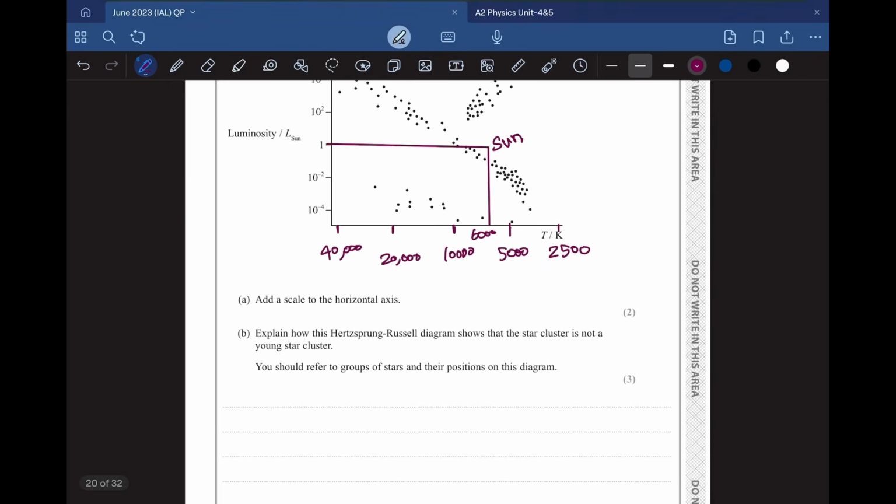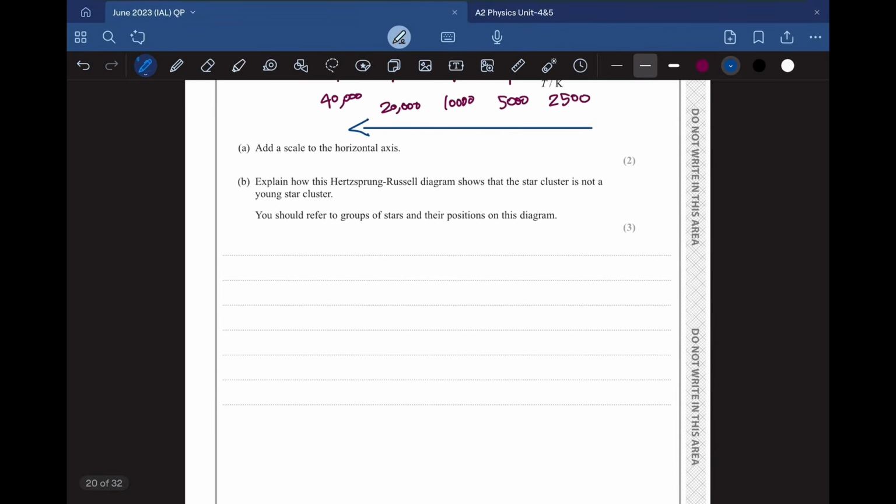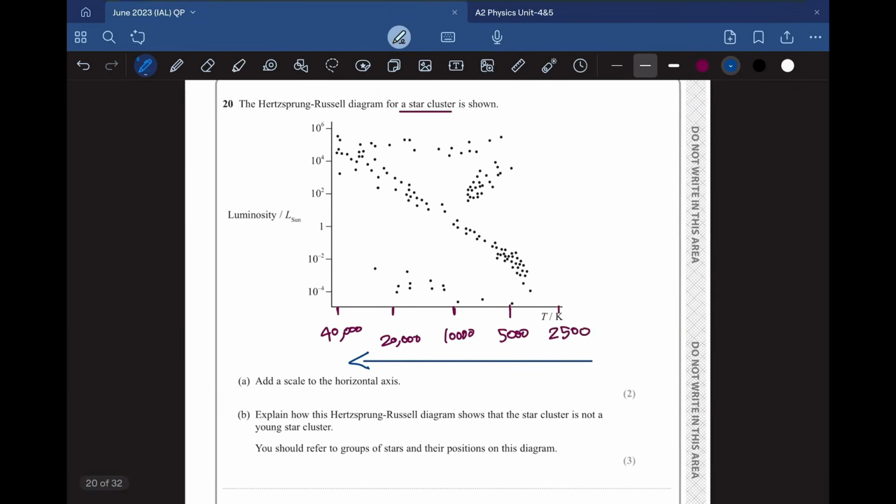It says explain how this Hertzsprung-Russell diagram shows that the star cluster is not a young star cluster. Basically you don't need to mention this sun the way I have given, but I have drawn this part to make you understand, nothing else. You can just erase them because this is not important. Only drawing the logarithmic scale was important. You'll just need to draw this logarithmic scale in a reverse scale on the horizontal axis, nothing else. You should refer to groups of stars and their positions on the diagram.